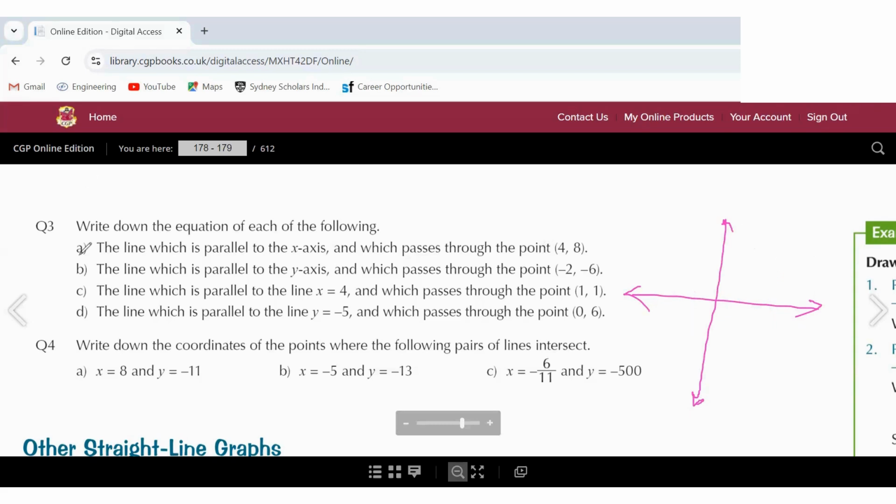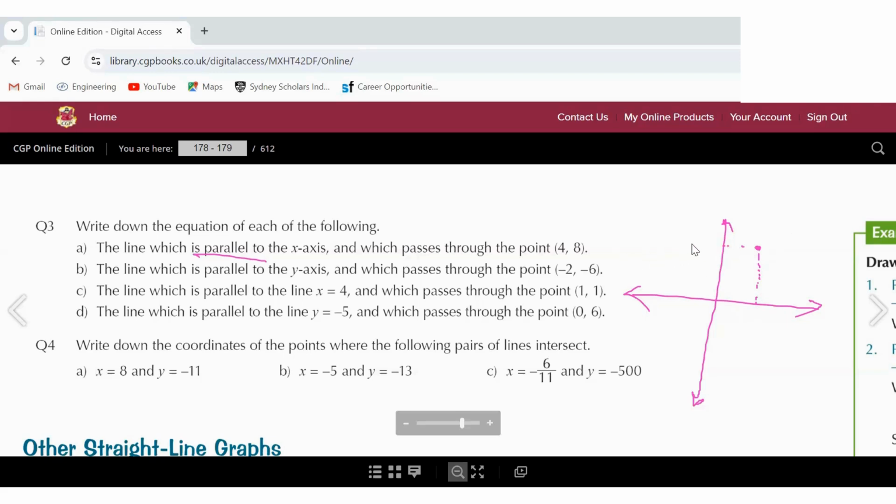Which is parallel to x-axis. Parallel to x-axis means it would be like this, no? And which passes through the point (4, 8). Where does this (4, 8) come? 4 is x, and 8 is y. 4 is from here, and 8 would be over here. Correct? And which passes through (4, 8). So what would be the equation of the line then?